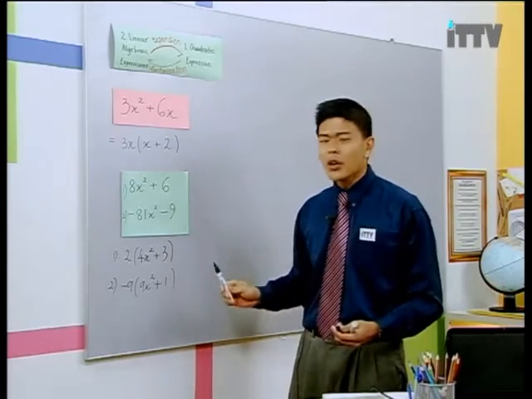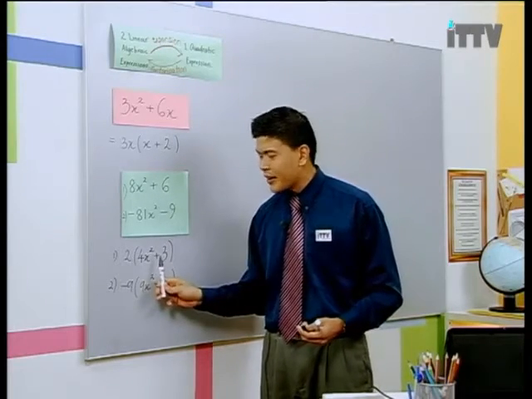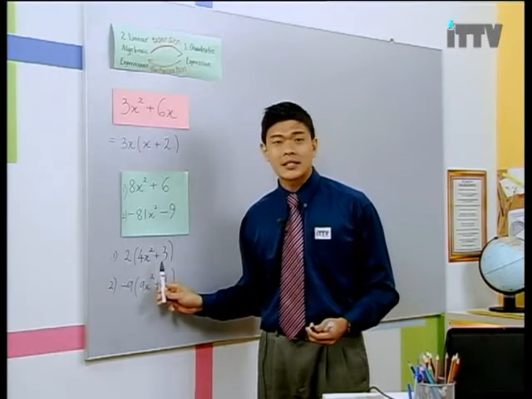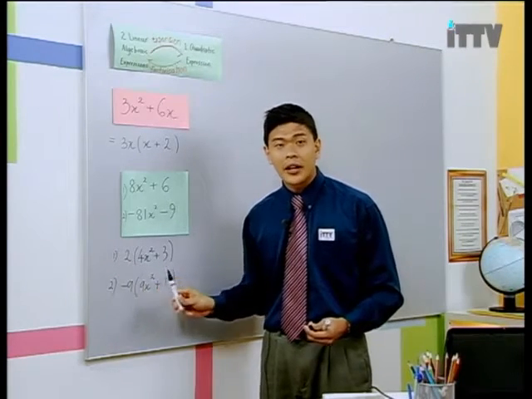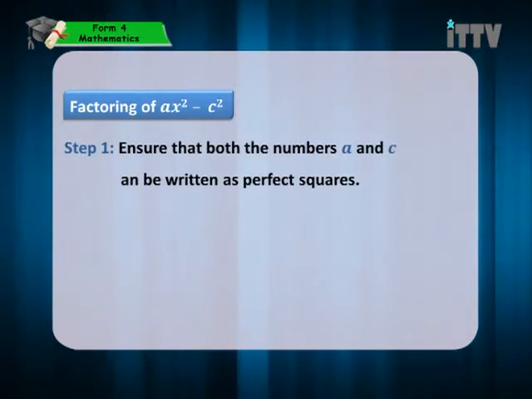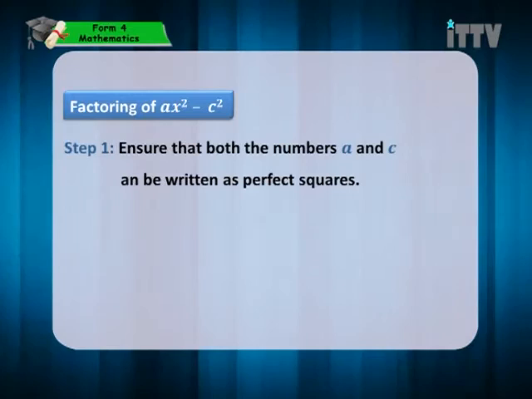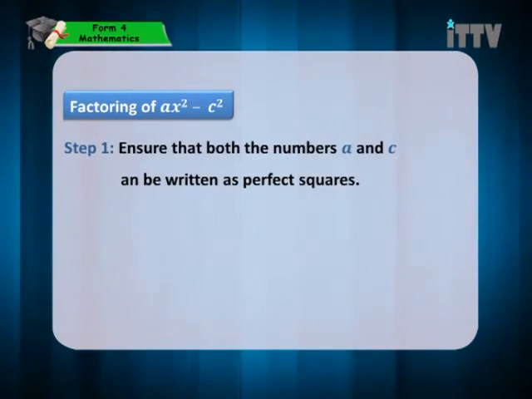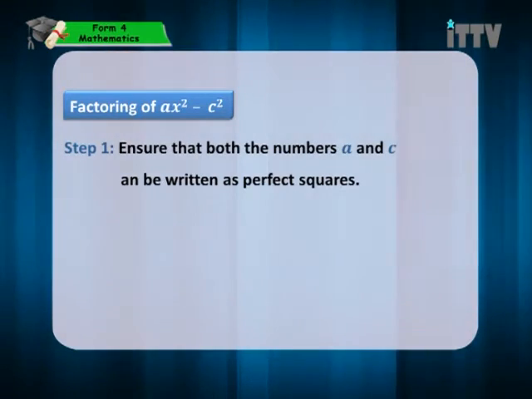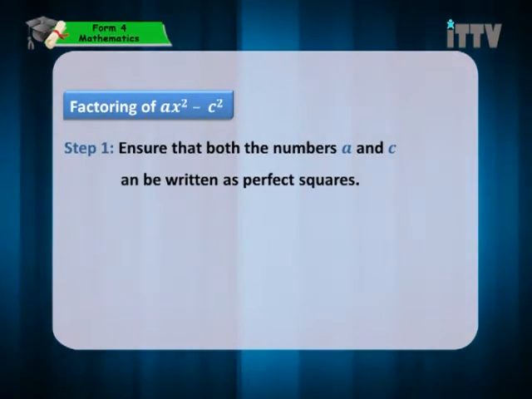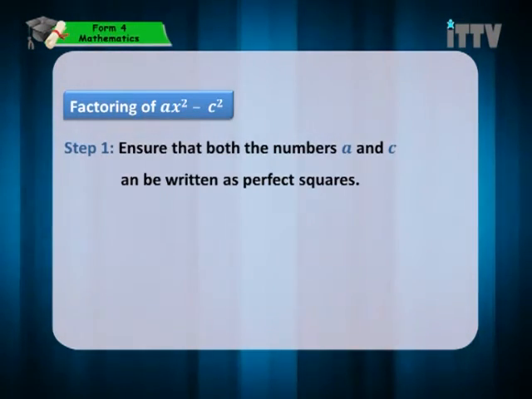So what have we done? We have separated both of these quadratic expressions and made it as a product of 2 parts. Here, outside the bracket, and in the bracket. Alright, now we will look at the third category of factorization of quadratic expressions. And it is the factoring of ax squared minus c squared. Alright, for this kind of factorization, be very careful. Let's look at the steps.